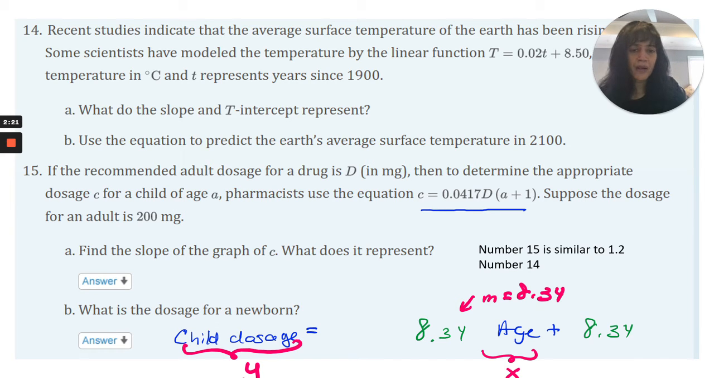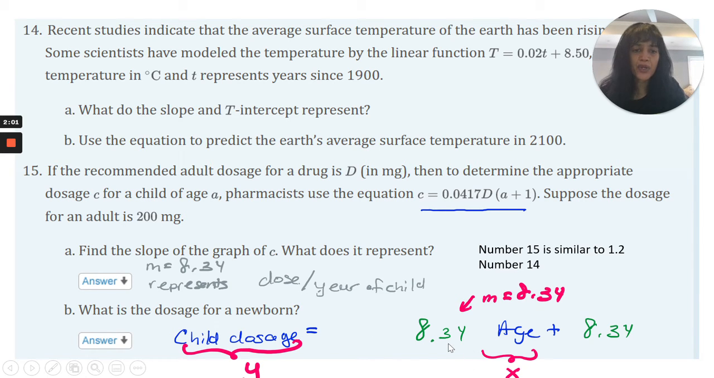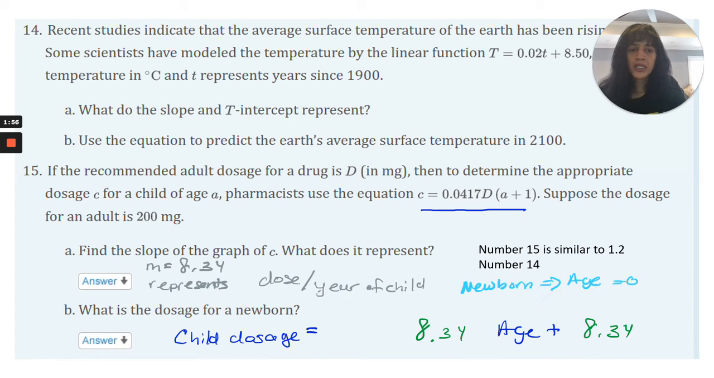The purpose of this problem is to get you away from this pollution that we've been doing with you for years, talking about Y's and X's, and then really making it a real problem. I'm not sure that that's the right way to go, but let's run with this. If this was the Y and this was the X, then 8.34 is the M, and that's part A. What is the M? Newborn, the next question, what's the dosage for a newborn? Newborn is at age equals 0. So I plug that in, I get 8.34 milligrams.